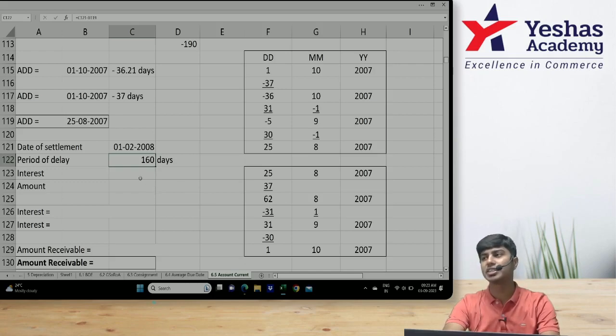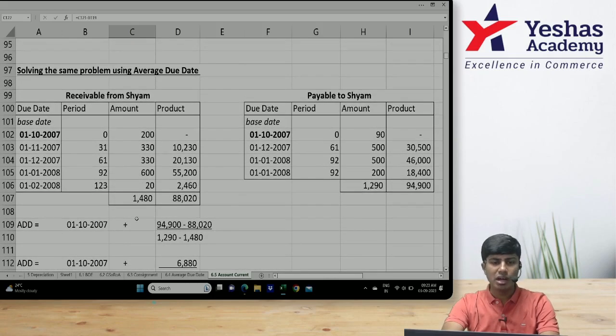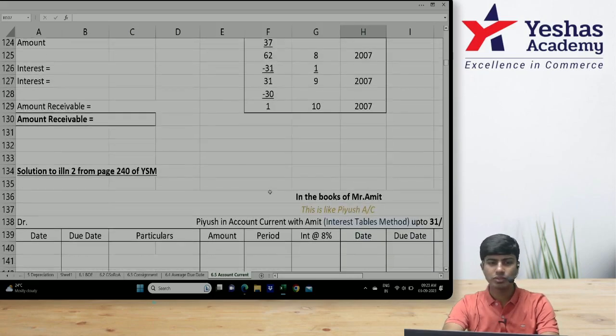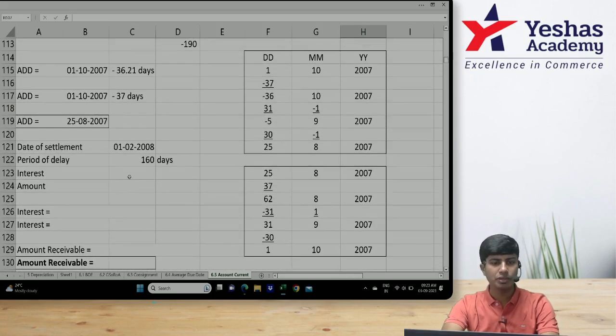What is the interest? Compute interest. What is the amount? Amount is 1480 minus 1290, 190. The difference amount will be computed. The interest rate is 6%. Amount is 1480 minus 1290, 180.